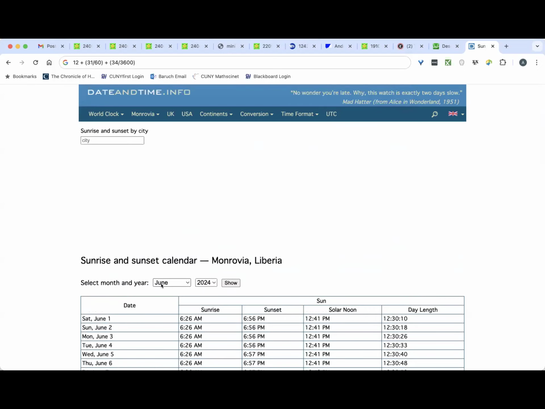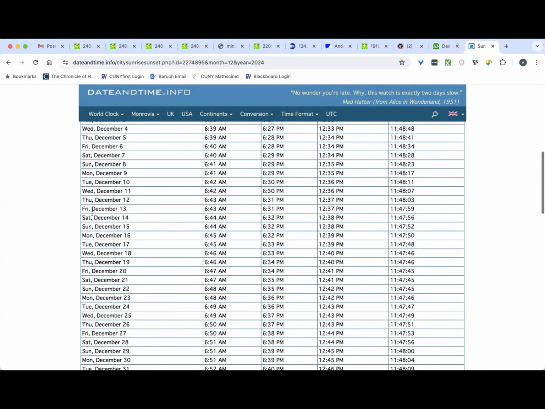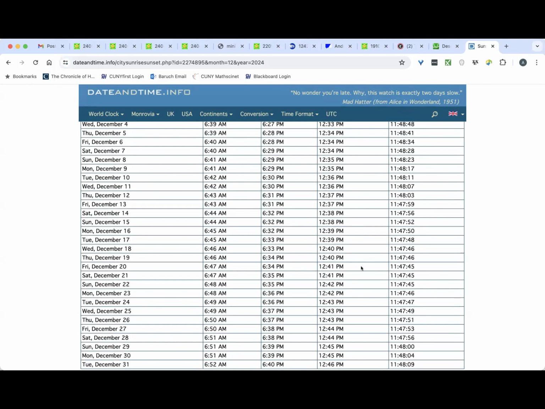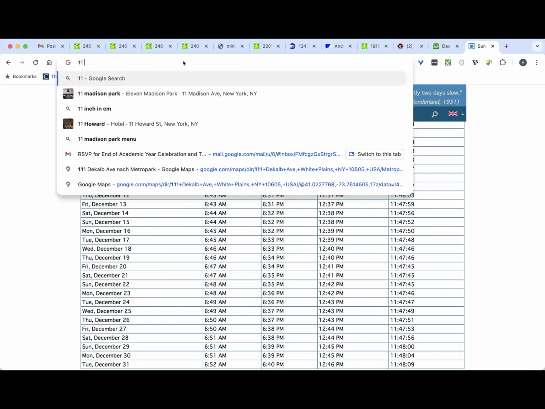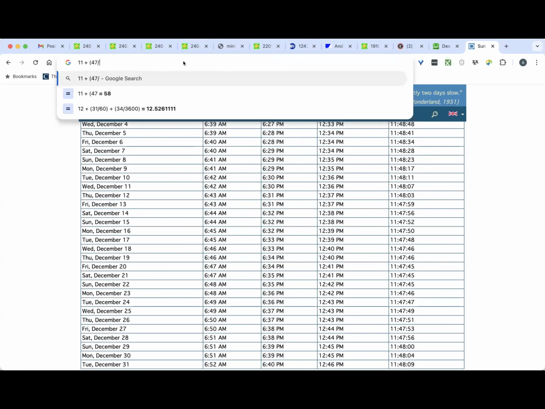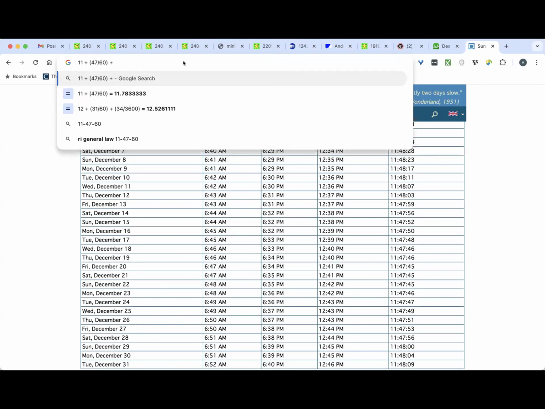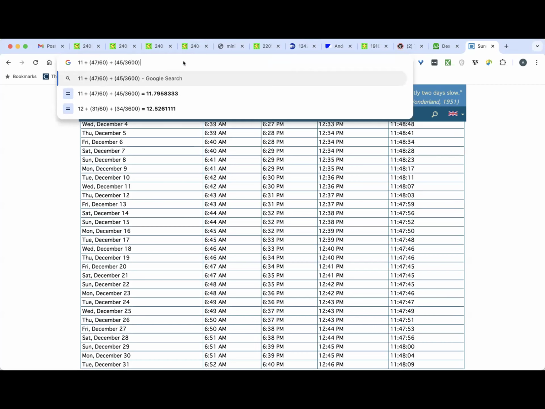Okay, so now we do the shortest day. That's probably going to be in December. So I'll click here for December. Okay, the shortest day looks like right around here. It looks like 11:47:45. So we have 11 hours plus 47/60ths of an hour, and then plus 45 divided by 3,600. And that's going to be about 11.796. So Y min is about 11.796.